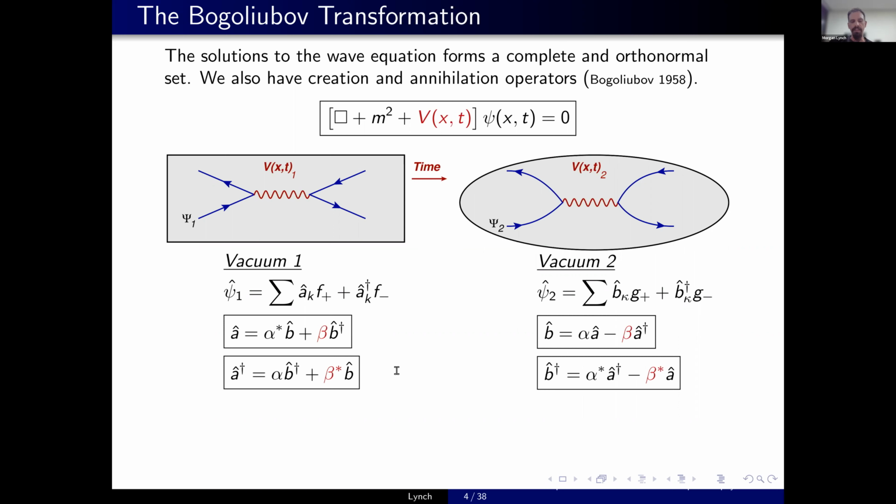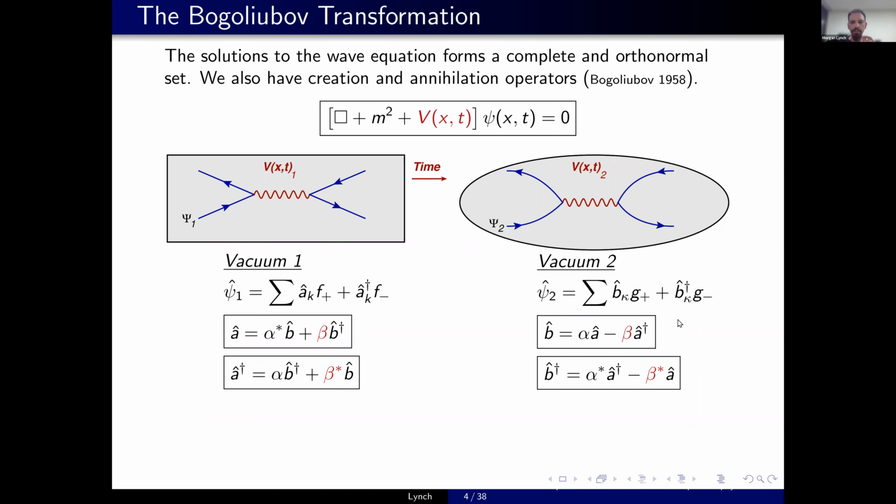And the interesting thing to note is that for each destruction operator or creation operator, you have a mixture of the creation and annihilation operators of the other space-time. These alphas and betas are the Bogoliubov coefficients, right? And note that the beta Bogoliubov coefficient is the one that's responsible for always mixing the creation and annihilation operators, or particles and antiparticles.